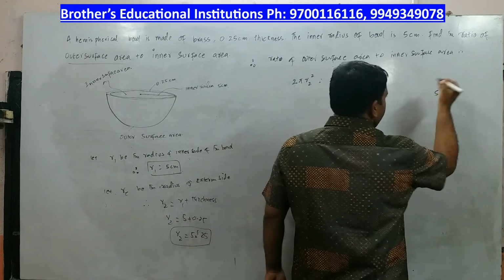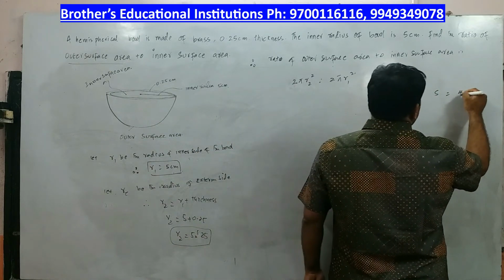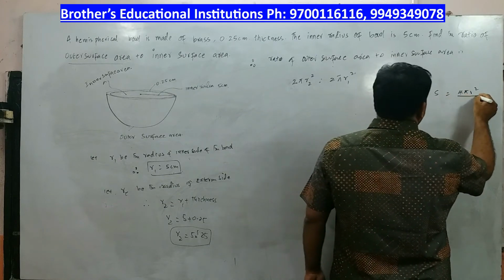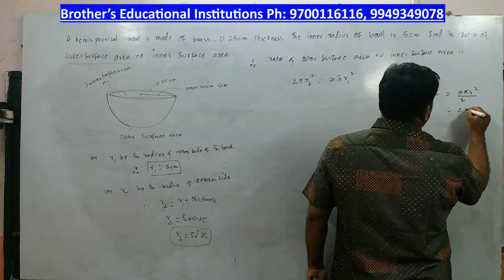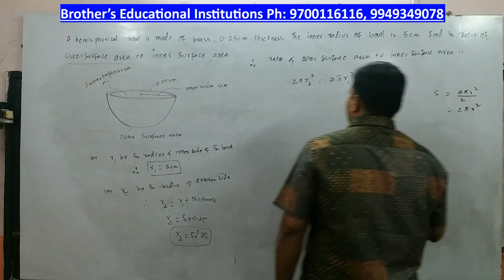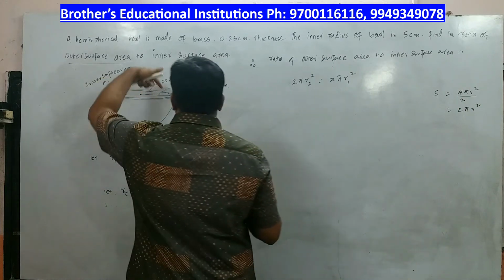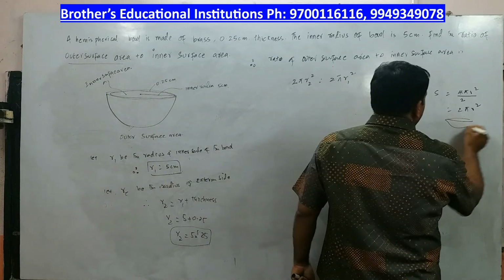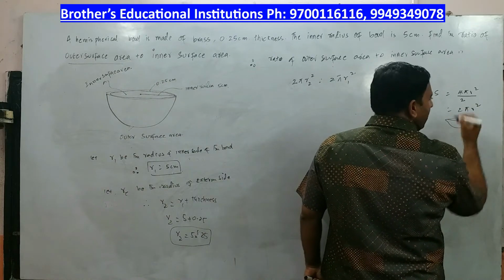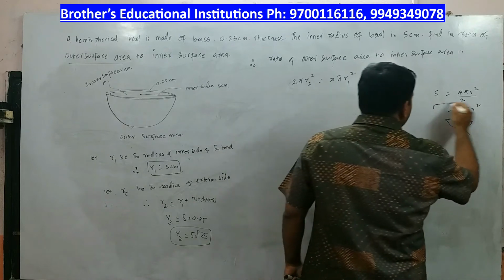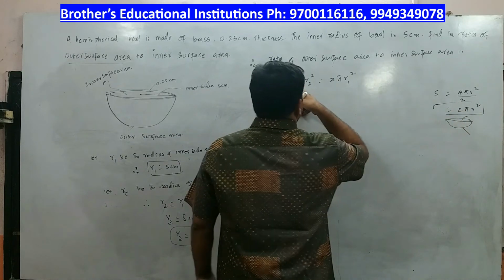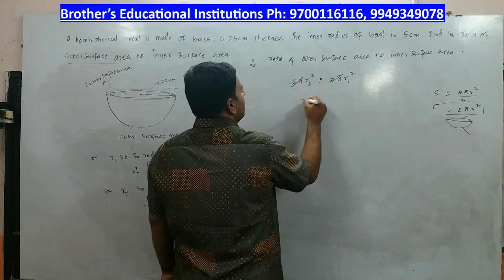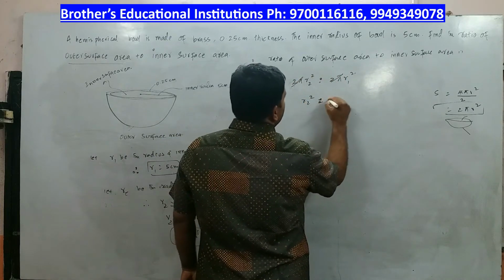What is the surface area of a sphere? It is 4 pi r square. Surface area of hemisphere is 4 pi r square by 2, and that will be equal to 2 pi r square. Alright. So we are not taking into account the total surface area. If it would have been total surface area, then you have to add this area plus the circular area. We are just taking the curved surface area. So it is 2 pi r2 square is to 2 pi r1 square. 2 pi cancel. You will get r2 square is to r1 square.